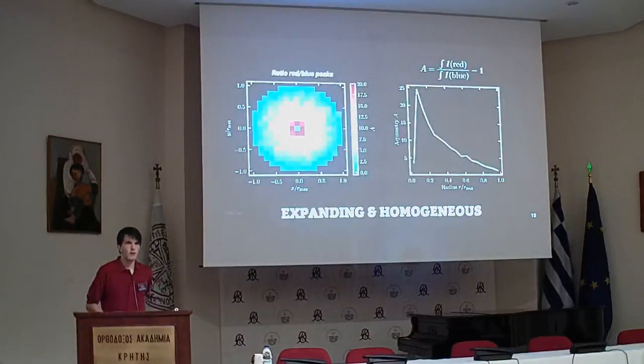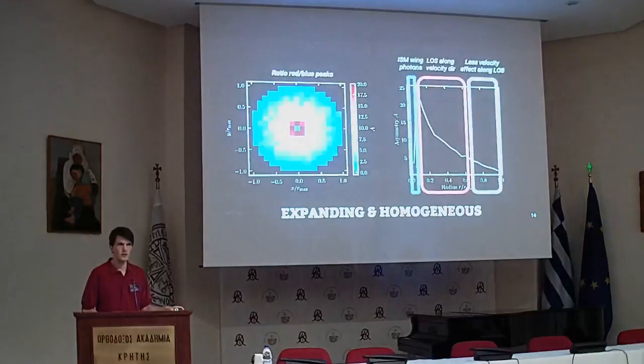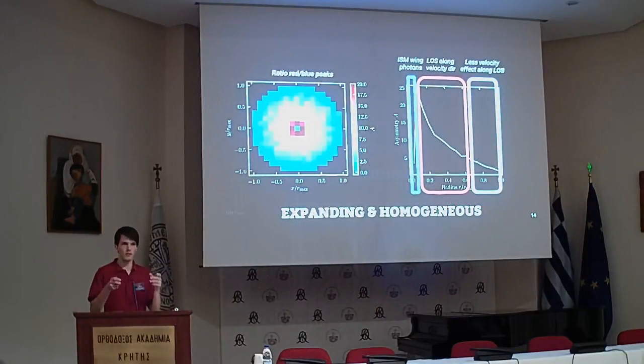So we can quantify this asymmetry with an asymmetry parameter. This is just the same that I showed you in the previous slide. You see the strong asymmetry is close to the center of the region, and then as you go further out, the asymmetry in the line profile becomes less and less prominent. And in the innermost region, you don't have that much asymmetry. Just to recap, that's because we have the wing photons escaping straight out, and that's why you have this very low asymmetry in the middle part.